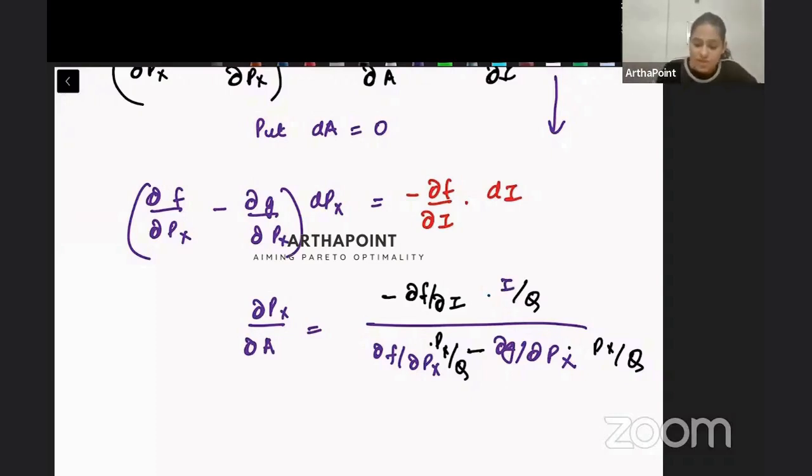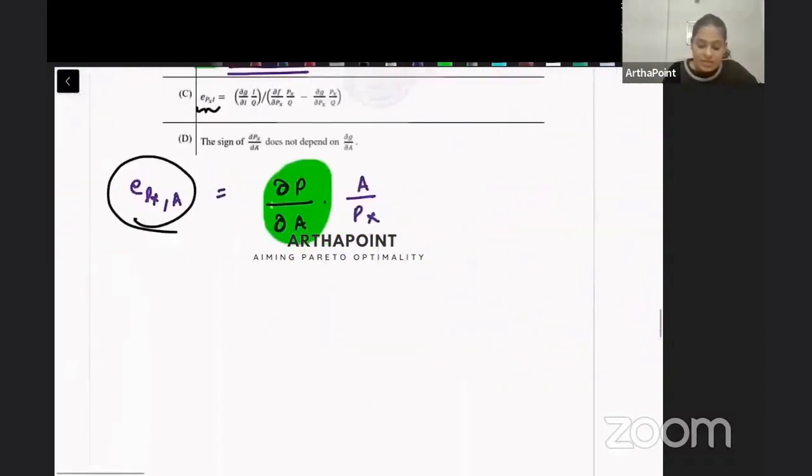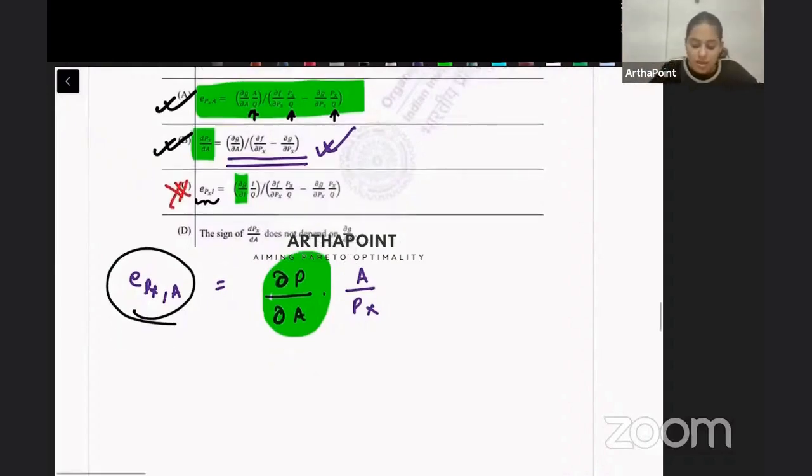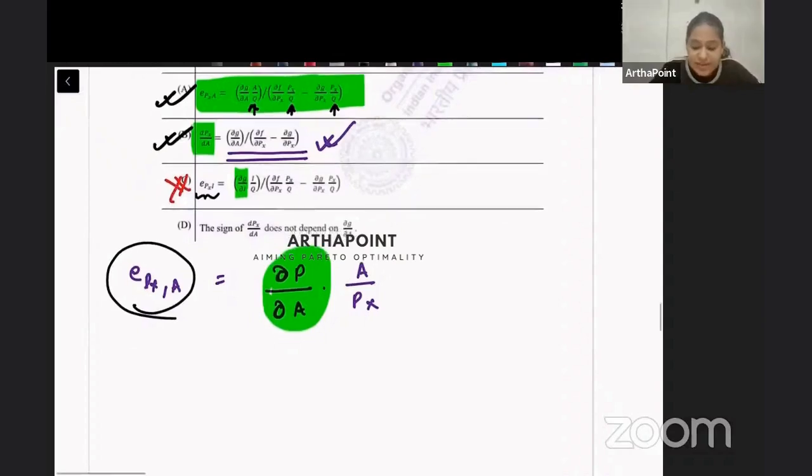If you notice, I have minus del F by del I in the numerator, and here they have given me del G by del I in the numerator. This is incorrect. Del G by del I was there for the first one. Here I have del F by del I. This is not correct. Finally, it says the sign of dP by dA does not depend on del G by del A. Incorrect, because we just showed that this depends on this. This is coming in the numerator. This is also incorrect. So the correct options are A and B. Come to the next question, please.